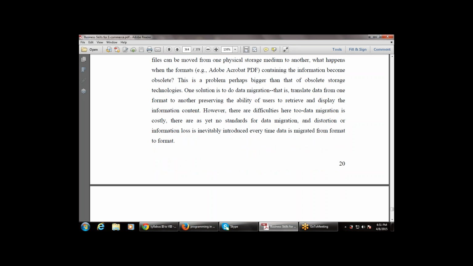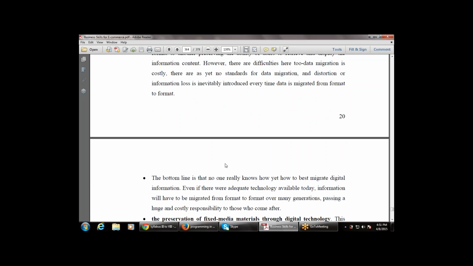However, there are some difficulties. Migration is very costly. Migrating the data or changing the format is very difficult and very costly. Distortion or information loss is eventually introduced every time data is migrated from format to format. That is, the data becomes distorted, there is noise, whenever the data is migrated from one format to another.